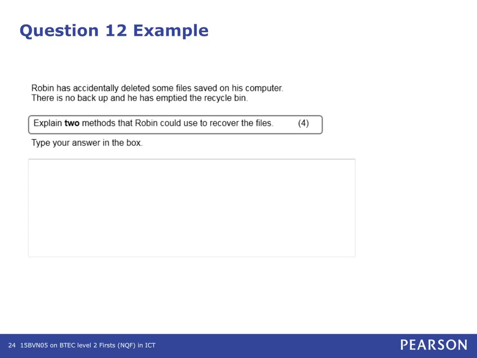Answer: award 1 mark for identification and 1 additional mark for appropriate expansion up to a maximum of 4 marks. Undelete software, 1 mark, which locates the disk space that was occupied by a deleted file and can restore from this information, 1 mark. Use the previous version feature, 1 mark, which, providing Robin has set up this facility, will hold earlier copies of folders and files for a period of time, 1 mark.